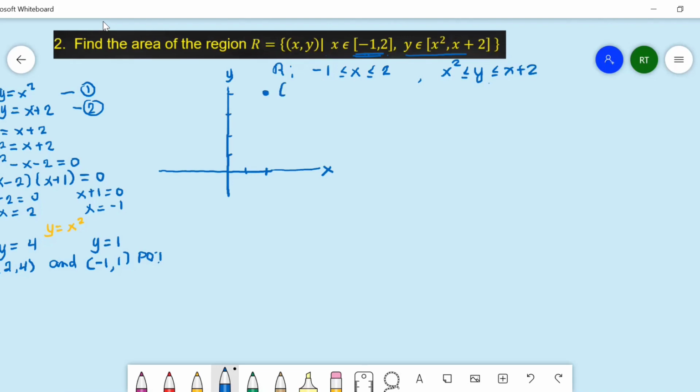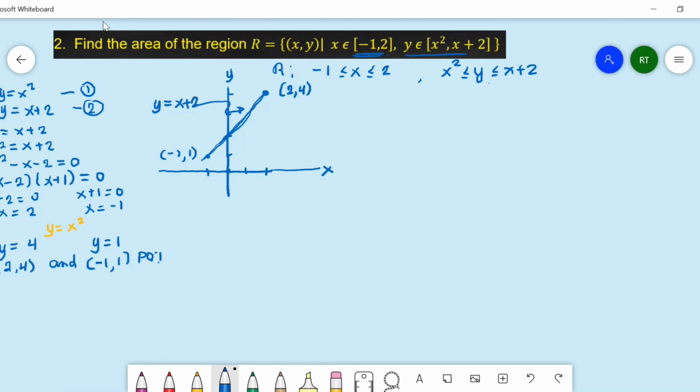Okay, this is the point of intersection (2, 4). And the other point of intersection is at (-1, 1). So if we are going to draw the line, just connect the two points of intersection. And this line is the representation of the equation y = x + 2.